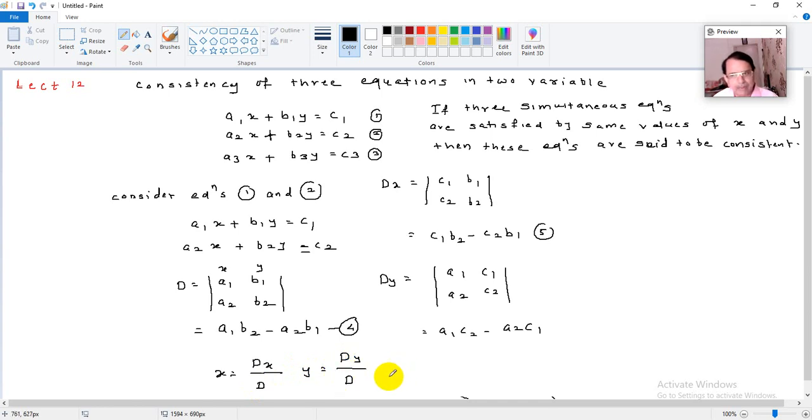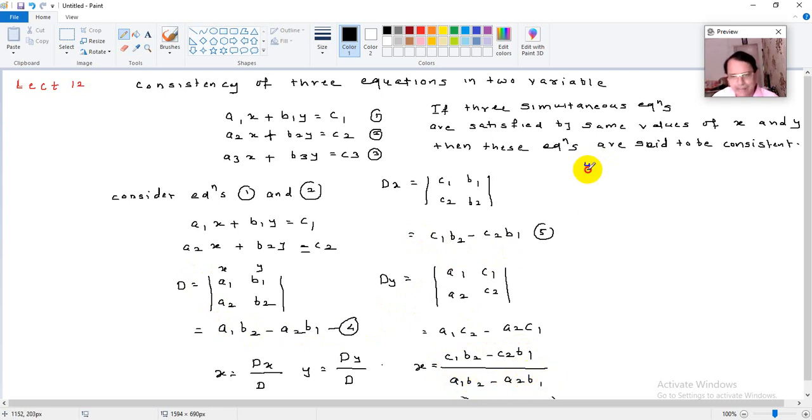बरोबर ना. मग आता काय होणार बघा, ह्या ज्या व्हॅल्यूज आहेत कोणत्या, dx अपॉन d आणि ही जी y ची व्हॅल्यू आहे dy अपॉन d, ते काय येणार बघा. सो x विल बी, व्हॉट इज युअर dx, C1 B2 मायनस C2 B1. बघा, C1 B2 मायनस C2 B1 आणि डिवायडेड बाय D, म्हणजेच काय, A1 B2 मायनस A2 B1.